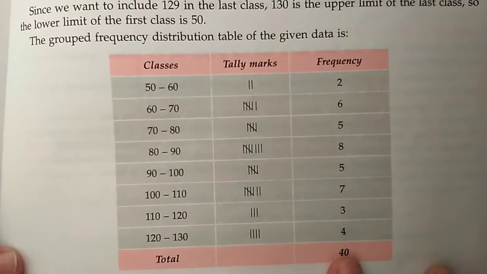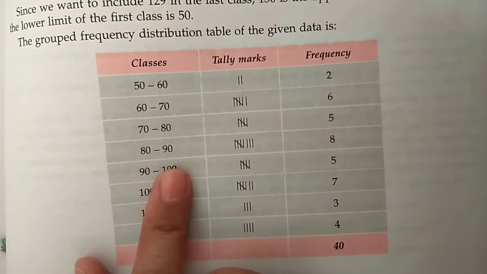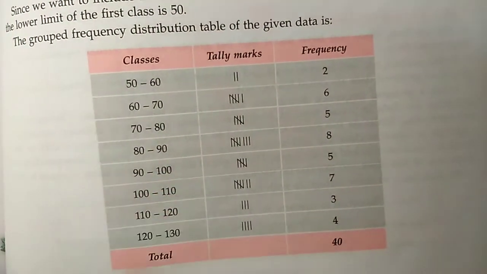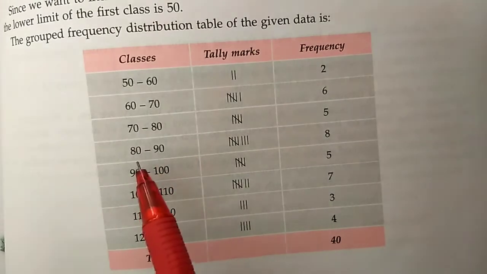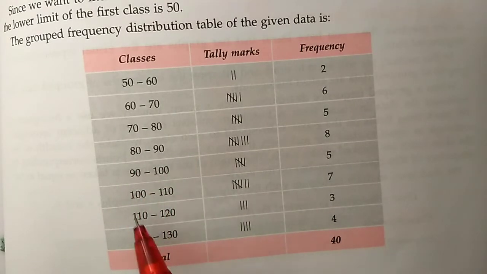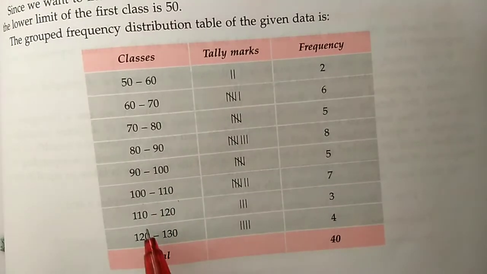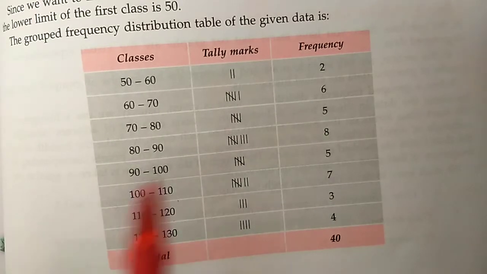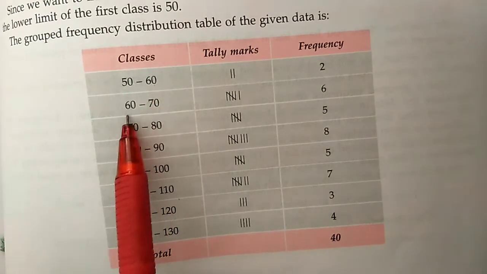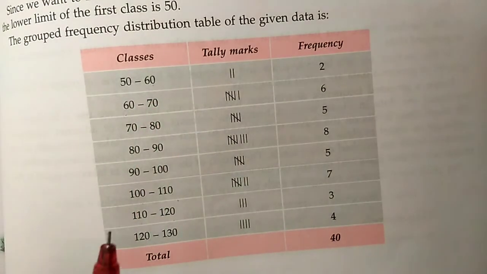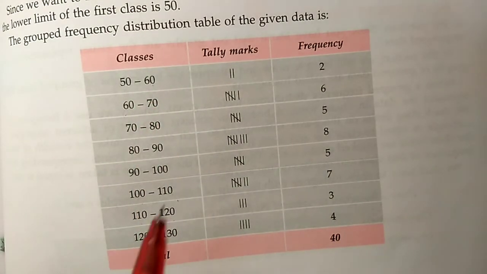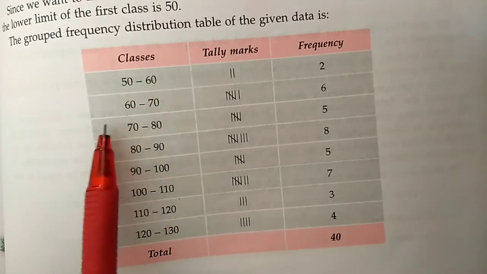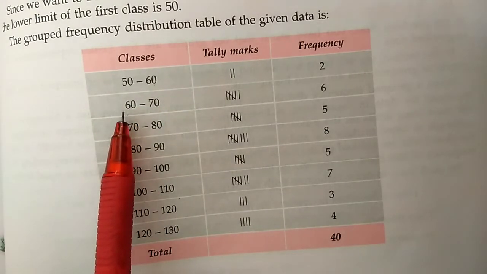So we can make classes like this: 50 to 60, then 60 to 70, 70 to 80, 80 to 90, 90 to 100, 100 to 110, 110 to 120 and 120 to 130. Always remember, 60 is coming in two places but you have to count it at one place only. If you are counting it in the first one, don't count it in the second one.